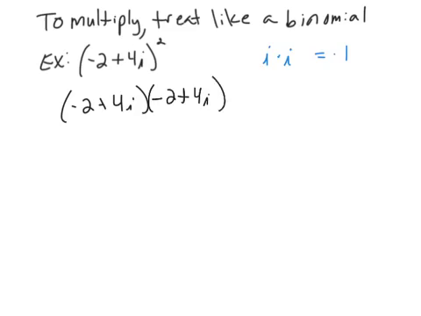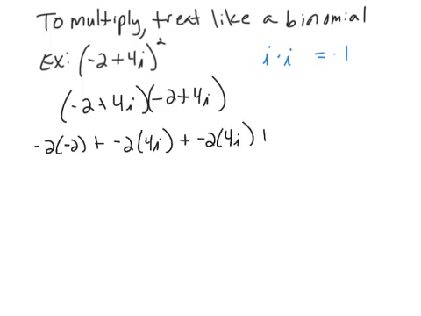All right, and now I multiply it just like I multiply binomials. The first, and then the inside terms, and the outside terms, and the final term. So I'm going to write it all out. So I have negative 2 times negative 2, plus the inside terms would be negative 2 times 4i. The outside terms would be another negative 2 times 4i. And then finally, 4i times 4i.